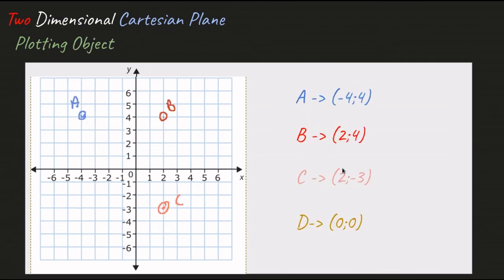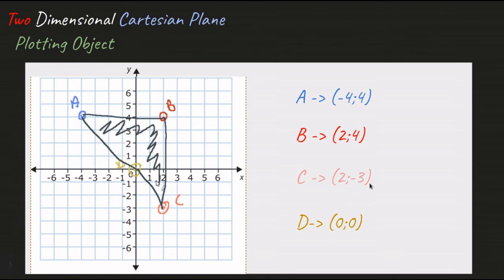Good. Now that we know how to plot points, we can now plot shapes. So I've got A as minus 4 x and plus 4 y, B as minus 2 x and plus 4 y, C as (2; -3), and D as (0; 0). Now that we've got that, we can join these points together, and we've drawn a two-dimensional shape, which happens to be a quadrilateral, on our Cartesian plane. But we have to know where those points are in order to do that.